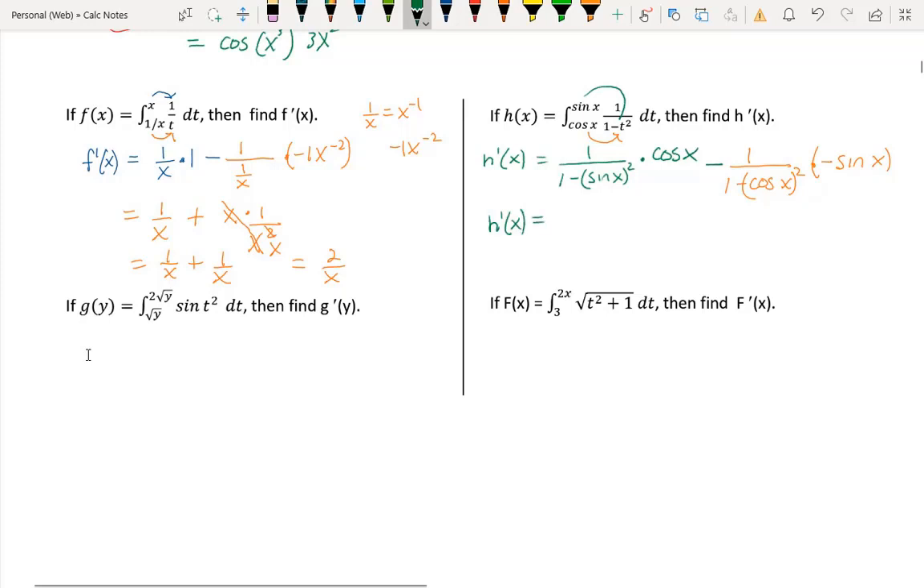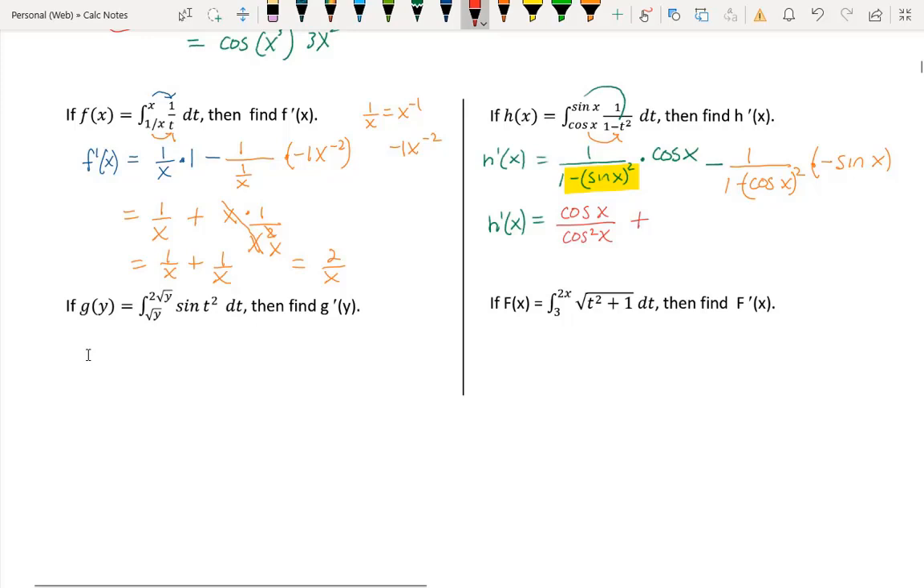Now again, this bottom part could be 1 minus sine squared x. Well, 1 minus sine squared x is cosine squared x. So this whole bottom piece is cosine squared x. So I have a cosine x on the top and a cosine squared x on the bottom, so I can do a little bit of canceling there. And the same thing happens on the right. 1 minus cosine squared x is sine squared x. So I end up with, well, now we've got a negative negative again, so it's going to be plus.